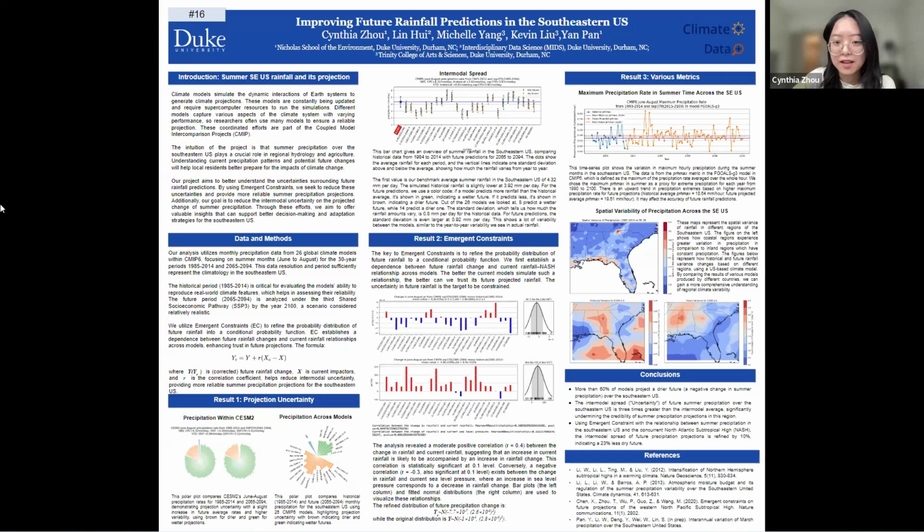With a higher level in the next few decades, more extreme precipitation can be expected. And this result should be considered when improving the accuracy of the future rainfall predictions in this region.